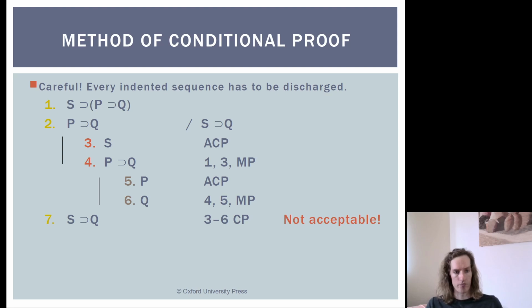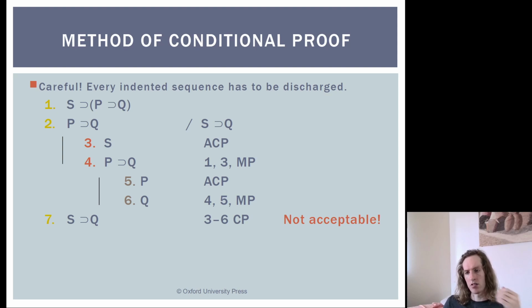All right. So here's another example of a situation where things get all messed up. If we start with our first premise, if S then P then Q, and our second premise is if P then Q, and we want to show if S then Q. So we'll start our conditional proof by assuming S, and we'll see if we can find Q within it. And if we can find Q, then we can discharge.